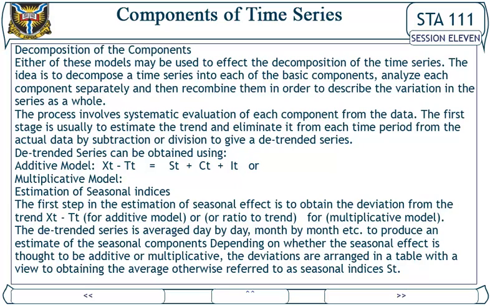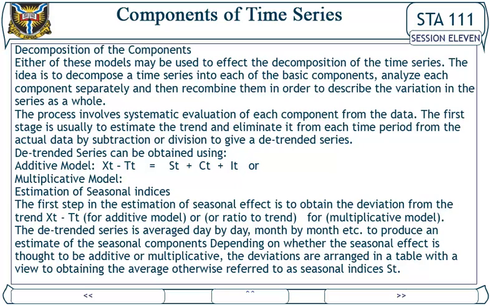Decomposition of the components. Either of these models may be used to effect the decomposition of the time series. The ideal is to decompose a time series into each of the basic components, analyze each component separately, and then recombine them in order to describe the variation in the series as a whole. The process involves systematic evaluation of each component from the data. The first stage is usually to estimate the trend and eliminate it from each time period from the actual data by subtraction or division to give a detrended series.